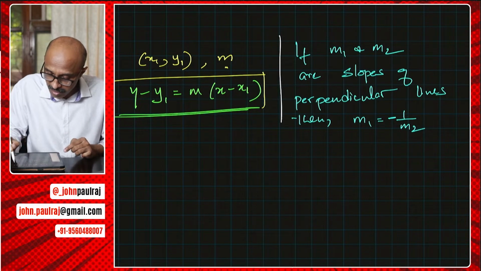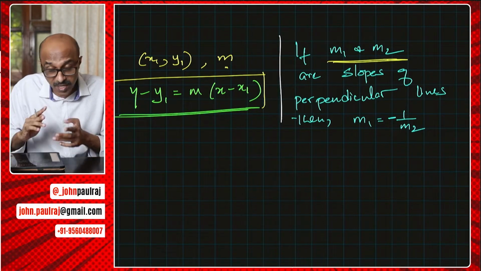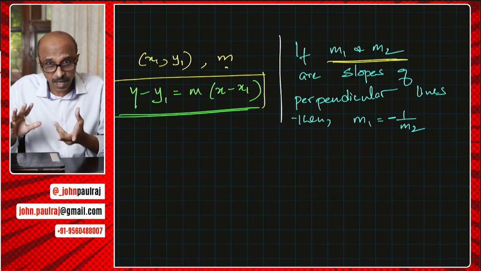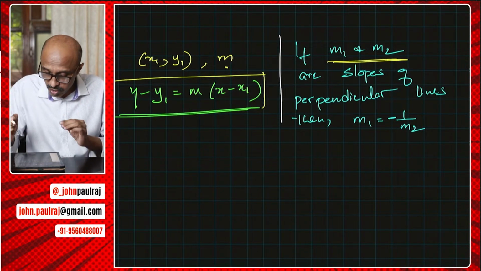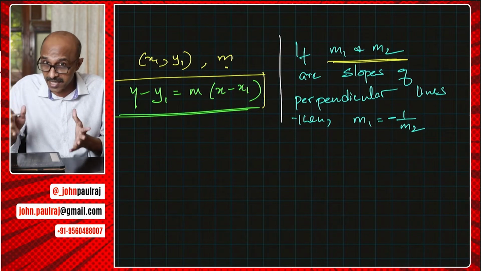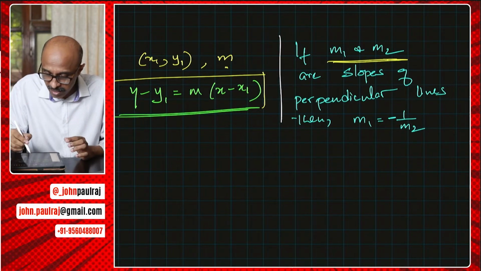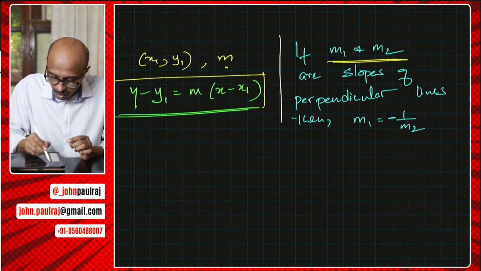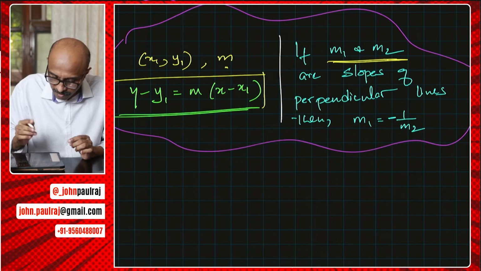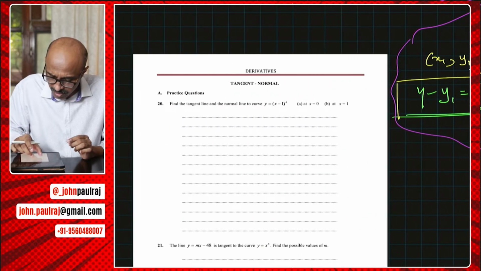And the other thing to keep in mind is that when you have perpendicular lines, because the tangent and the normal are perpendicular to each other, the slopes of perpendicular lines are negative reciprocals. We keep that in mind. These are ideas from coordinate geometry. I'll just keep this here and we look at some questions like these.